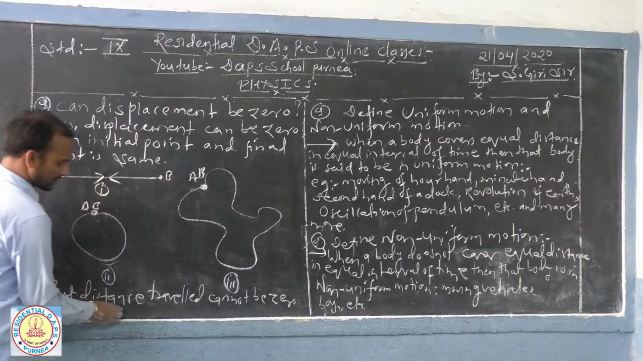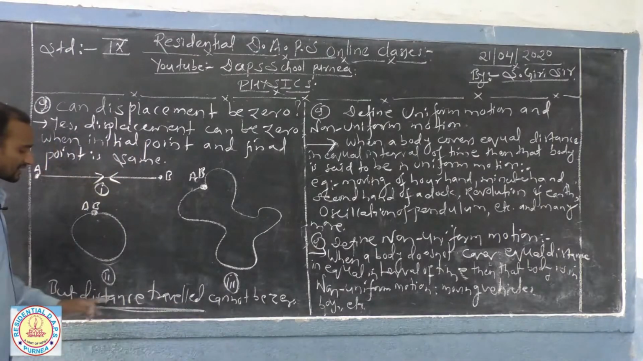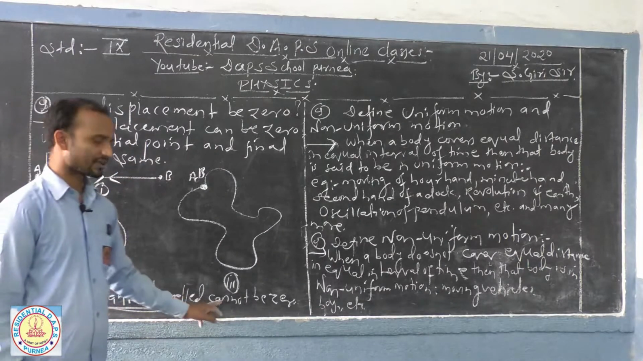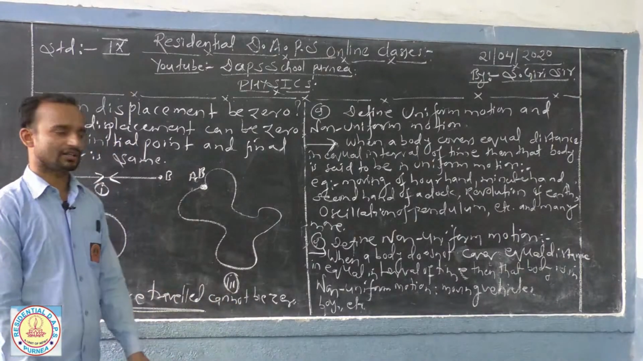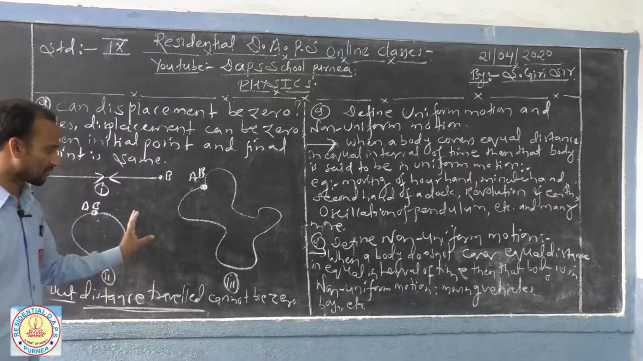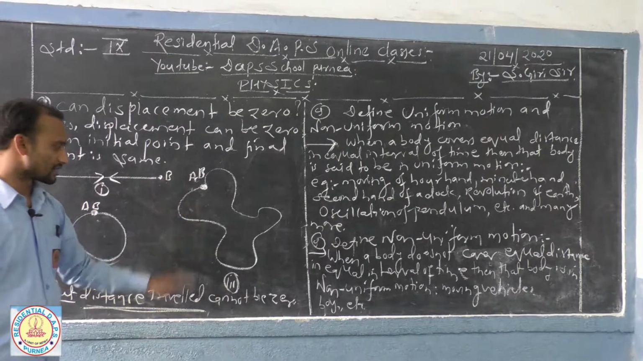But distance travelled or the distance covered cannot be 0 when a body is in motion. Just remember these cases and you can easily understand.